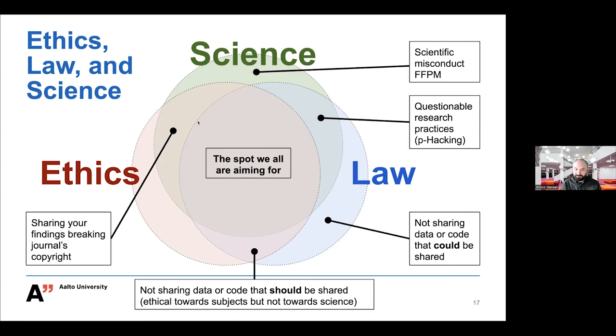But in practice, when it comes to the ethics, and here it's not the ethics towards the subjects or the animals or the environment, it's the ethics towards science, towards other scientists, other researchers, then we have an issue here, because by engaging in these questionable research practices, we are actually damaging the future of science. Of course, we don't need to cover all the examples here, and you yourself can think of others, but the sweet spot that we're all aiming for is to be ethical, legal, and also doing good science and being good for science.